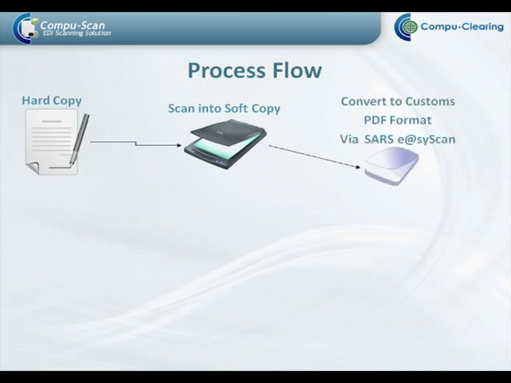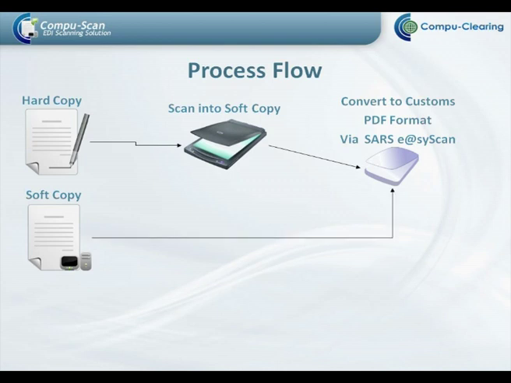Once this document has been scanned into a soft copy, you could then convert it into the special Customs PDF format via the SARS Easy Scan program. Alternatively, if you already have the document in a soft copy, you will be able to skip the scanning process and just go straight to the conversion process where you convert the soft copy into the required Customs PDF format.